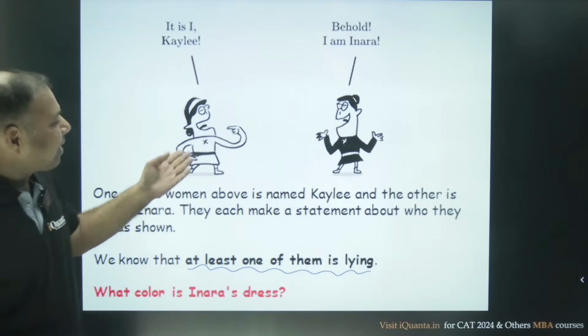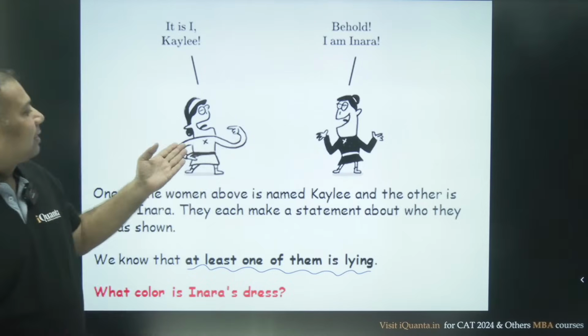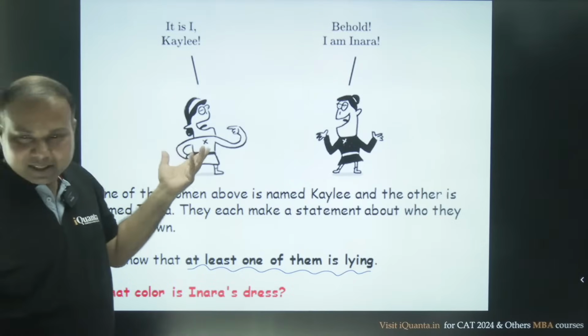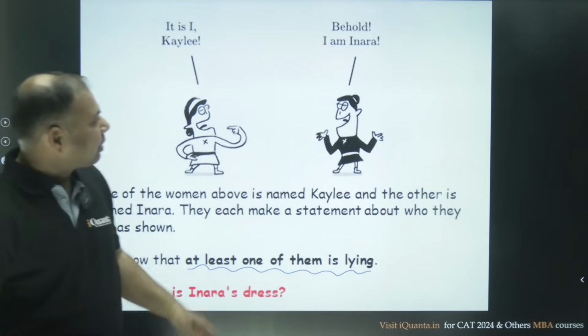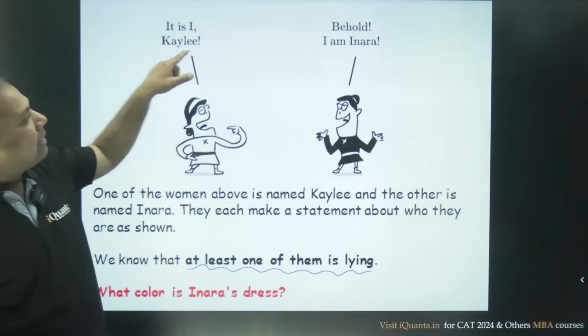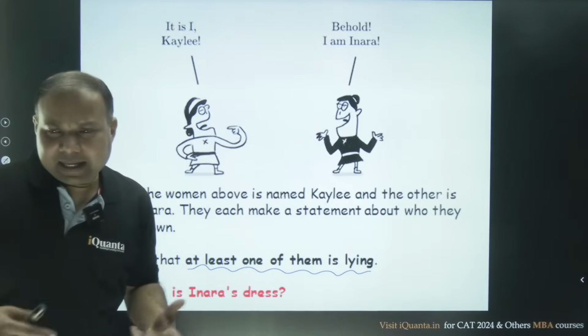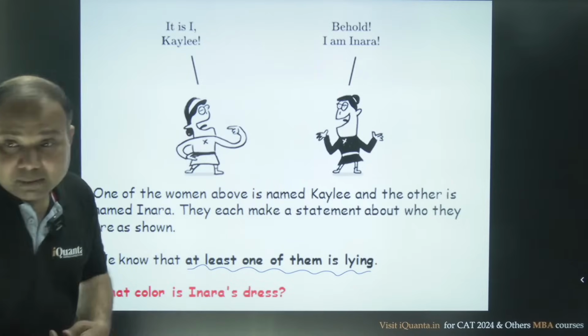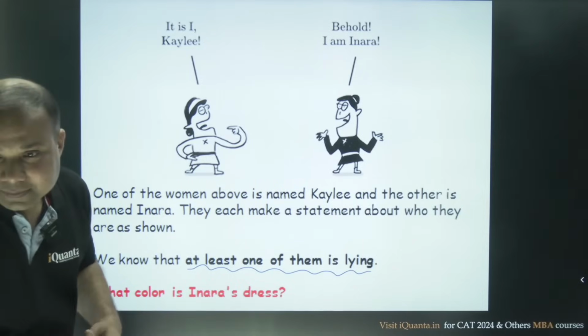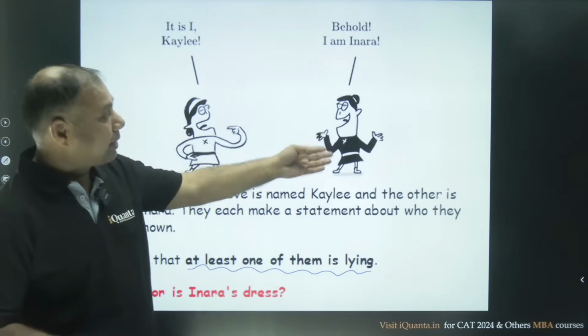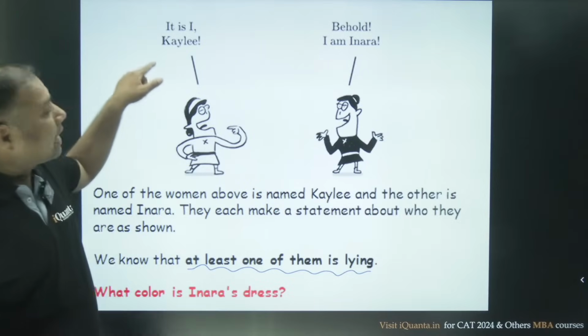See, we can see the white dress and the black dress, right? This woman is wearing a white dress and this one is a black dress. Now this woman is saying I'm Kylie and this one is saying I'm Inara, right? So what do we have to do now, how do we proceed? Can't be determined, I'm also able to see. Let's see here. Both of them are saying their name. This one says I'm Inara, this one says I'm Kylie, right?